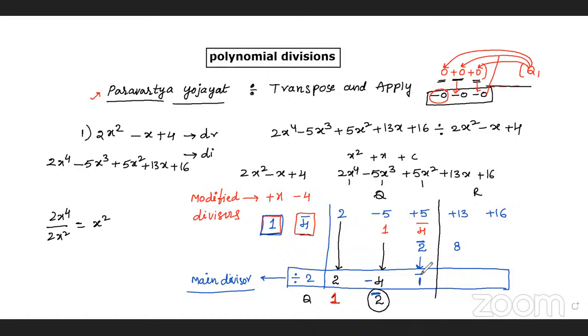Now see, what happened here? -1 divided by 2, how much is it? It is not exactly divisible. So when it is not exactly divisible by the divisor, then you have to take it as it is, so that it will be -1 by 2. Is it clear? Is anything wrong in the calculation part?